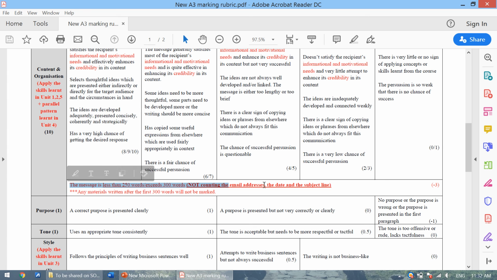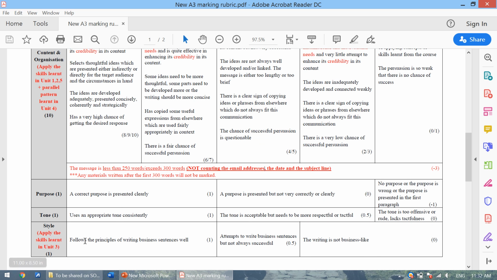Another very important highlight has got to be related to the word limit here. As you can see, if the message is less than 250 words or it exceeds 300 words, then there will be a 3-mark penalty. And of course, we're not counting the email addresses, the dates, and the subject line. If you read the details here, you can tell that we're reminding you that because this is a persuasive email, you need to write the email addresses, the to and from, by yourself, the dates, and the subject line in the correct format. And any material written after the first 300 words, of course not counting the email addresses, the dates, and the subject line, will not be marked.